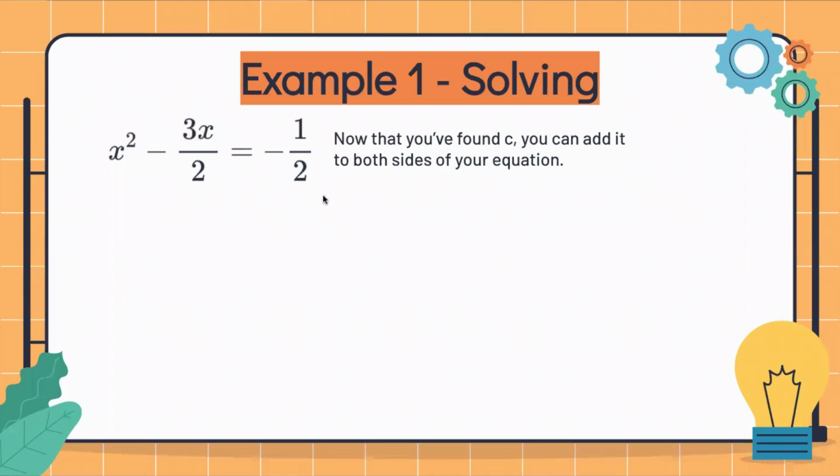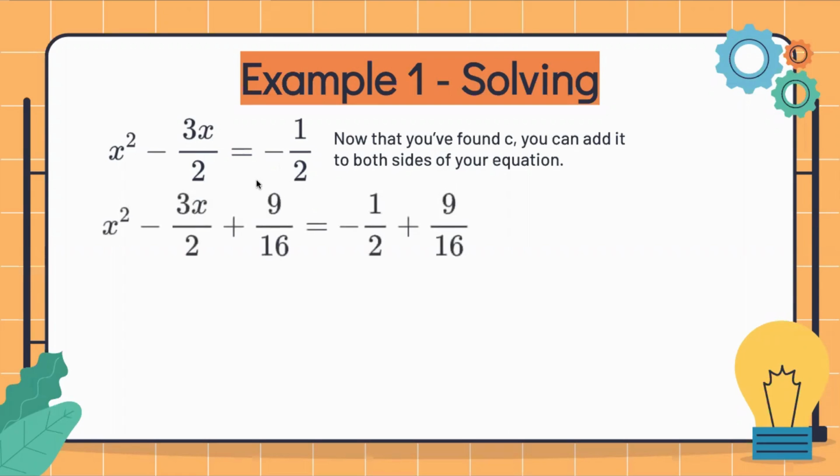Now that you've found your c value, you can go ahead and add it to both sides. The reason why you have to add it to both sides is because this is an equation and you have to balance it out. So this would be x squared minus 3x over 2 plus 9 over 16 equals negative 1/2 plus 9 over 16. Now you can go ahead and simplify the right side of your equation. The way you would do this is you want to find a common denominator between 2 and 16.